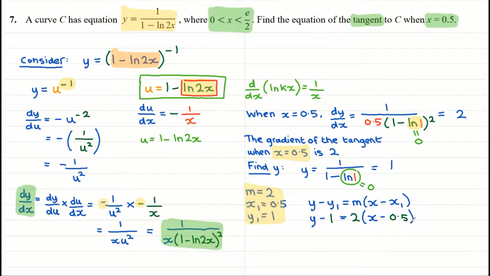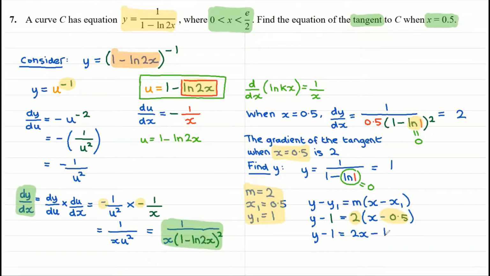But to be honest, I don't like leaving it like that. I'd like to tidy it up a bit, and just be aware that it might ask you to write the equation in a particular way. So we've got y subtract 1 is equal to 2x. And then we've got 2 multiplied by the 0.5, the negative 0.5, if you like. So that's going to be negative 1. And it's going to be a nice equation as well, isn't it?